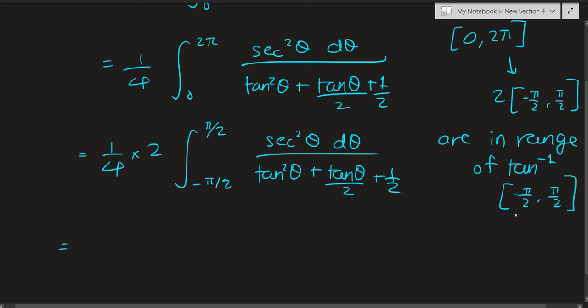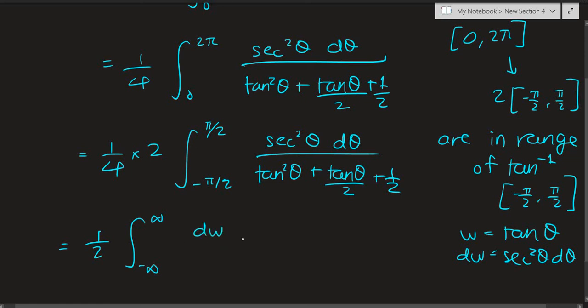So we're going to integrate over the entire range of the inverse tangent function. So let's make the substitution. W equals tan theta, so dw is nothing but secant squared theta d theta. That's just the numerator. So we have half now an integral, when you plug in negative pi over 2 for theta, you have negative infinity, and a positive infinity when you plug in theta equals pi over 2. This is a dw, and we have a w squared plus w by 2 plus a half factor.